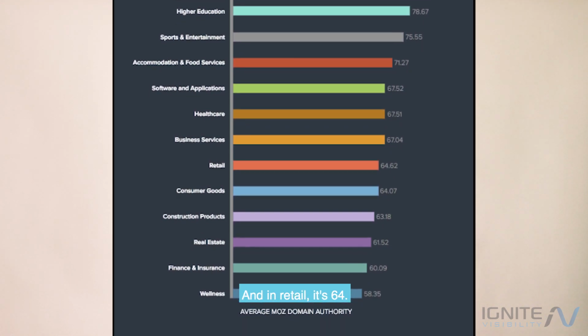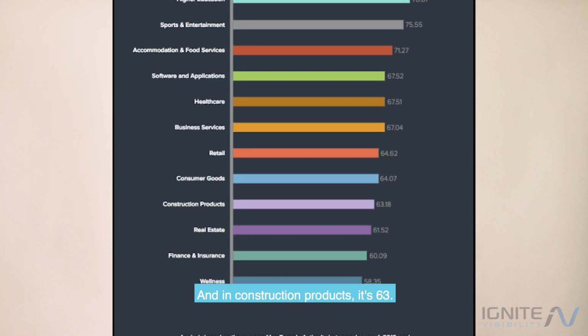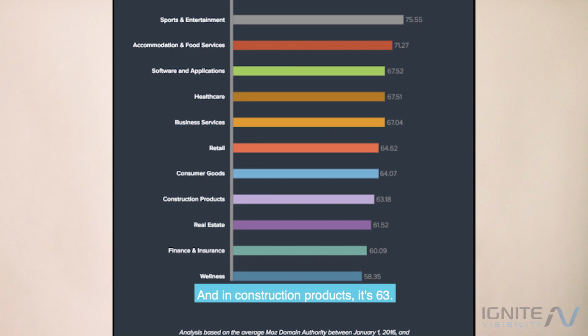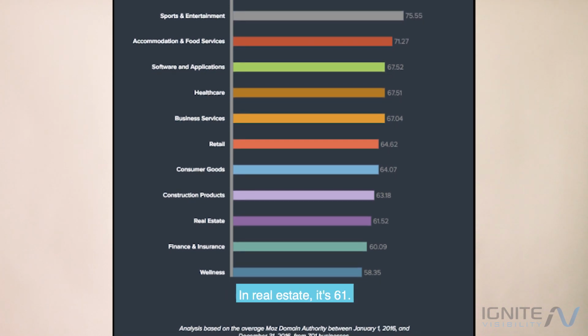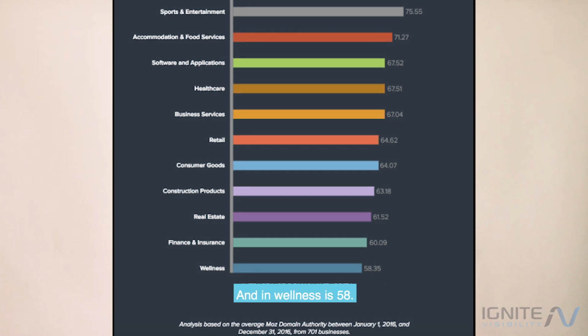In retail, it's 64. In consumer goods, it's 64. In construction products, it's 63. In real estate, it's 61. In finance and insurance, it's 60. And in wellness, it's 58.